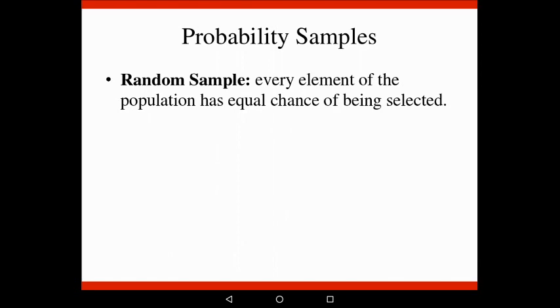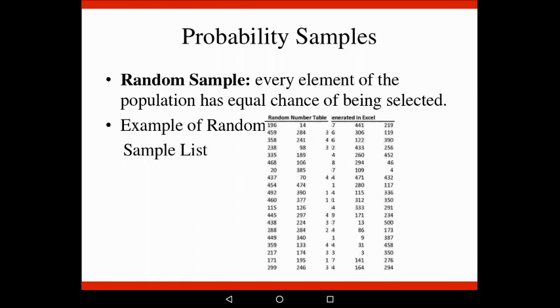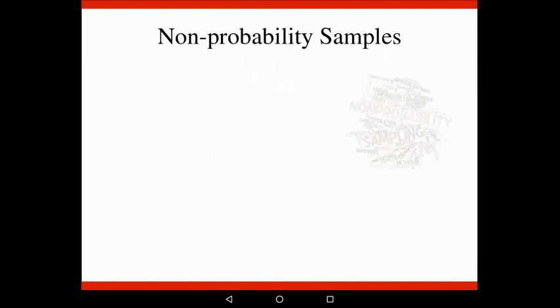Okay, then you have a random sample. This is when every element of the population has an equal chance of being selected, and this is an example of a random sample list, right? That is what you often find in marketing research textbooks. So it says, okay, choose number 196, then choose number 459, then choose number. It's all random numbers.